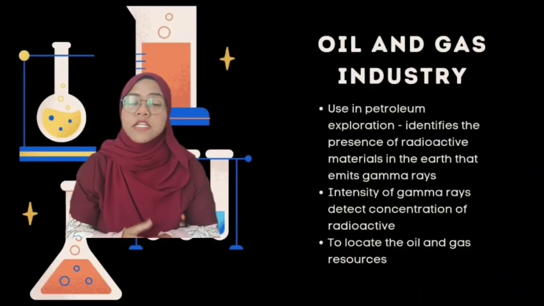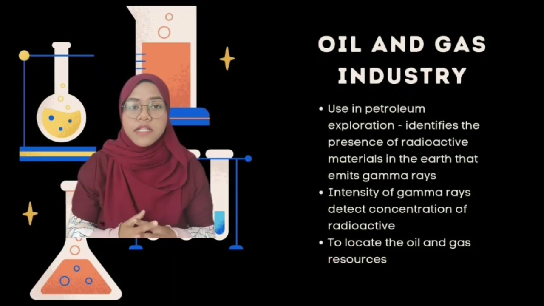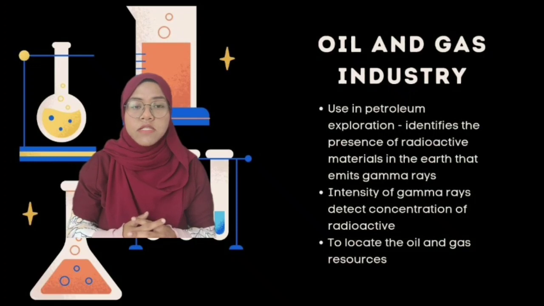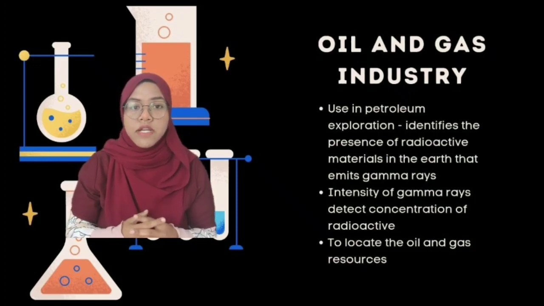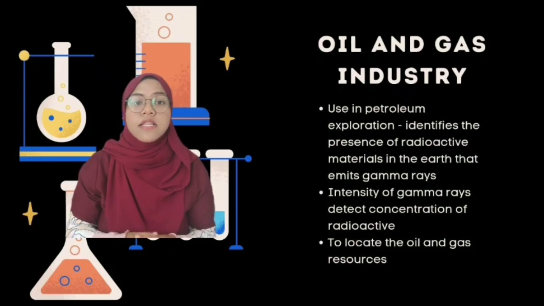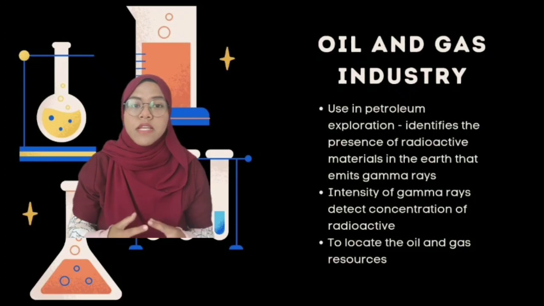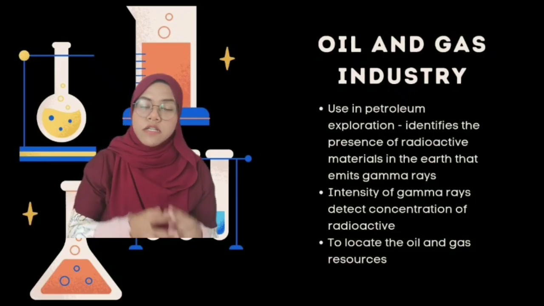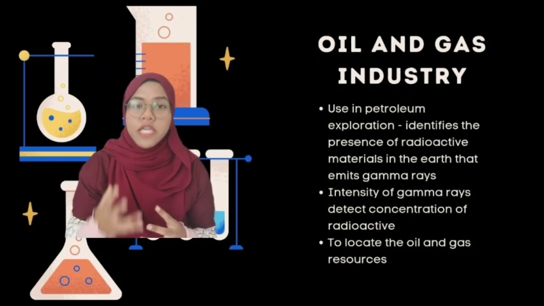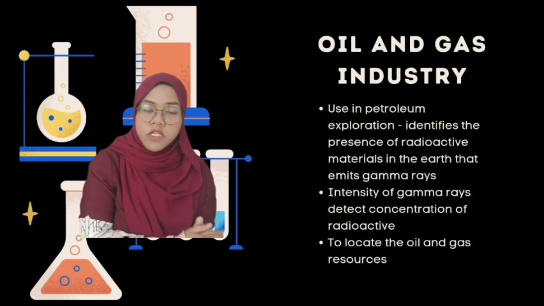The second application is in the oil and gas industry. To explore petroleum, this detector identifies the presence of radioactive materials in the earth. The radioactive elements in the ground emit gamma rays. The intensity of the gamma rays can be used to determine the concentration of radioactive elements in the ground. It is possible to locate possible oil and gas resources using this information.